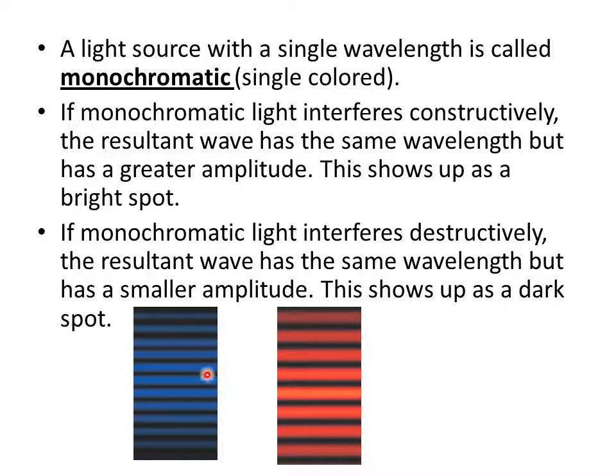So in the two examples shown here, the bright bands are the result of monochromatic light interfering constructively, red light in this example and blue light in this example. And the darker bands are the result of the monochromatic light interfering destructively.